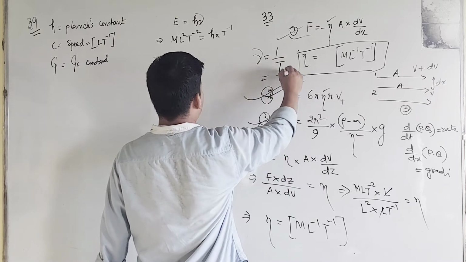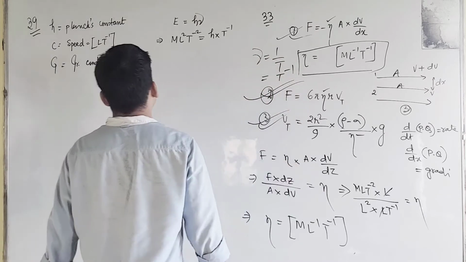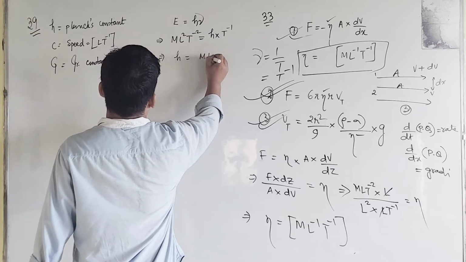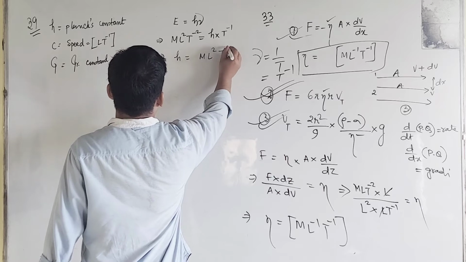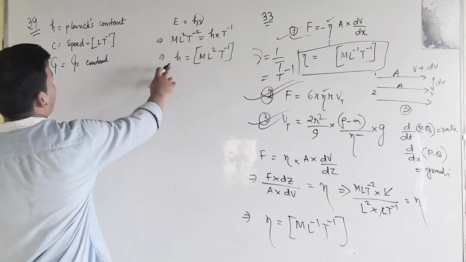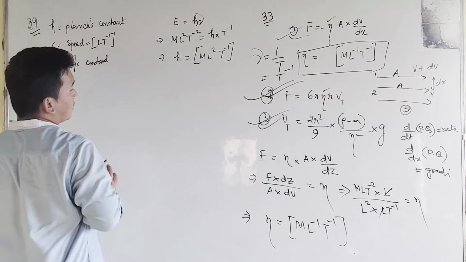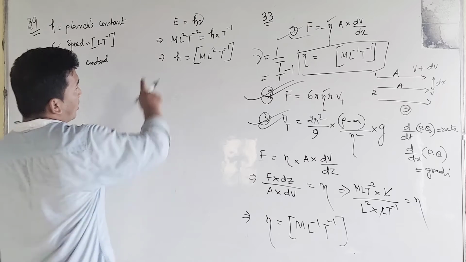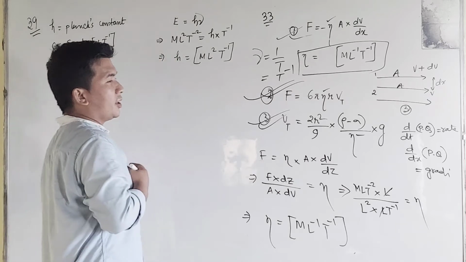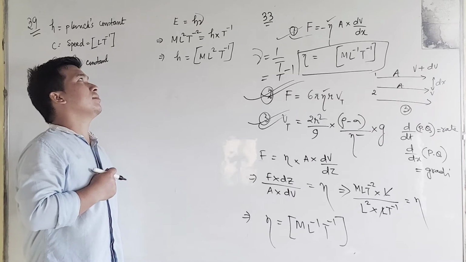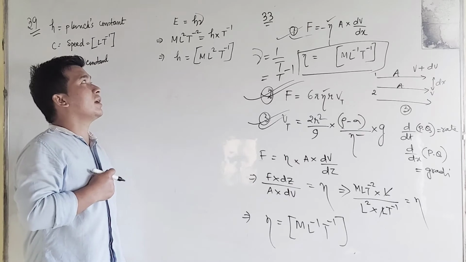If it is expressed in terms of dimensions, h will be equal to M L squared T inverse 1. This will be the dimension formula for your Planck's constant. See, energy: you must learn this by heart. Energy is M L squared T inverse 2.